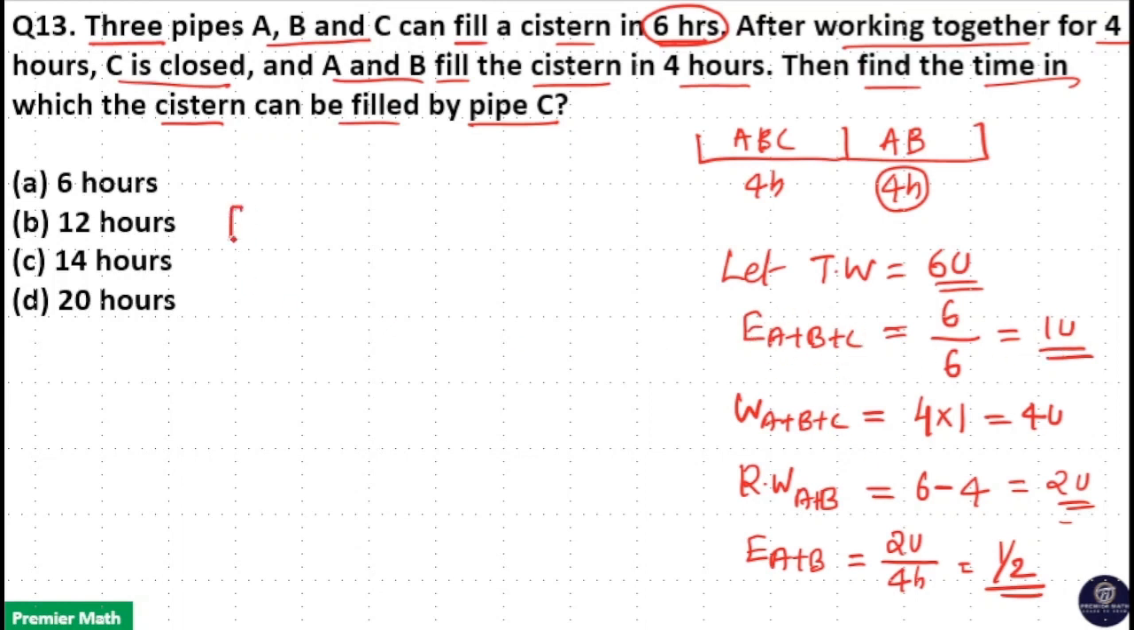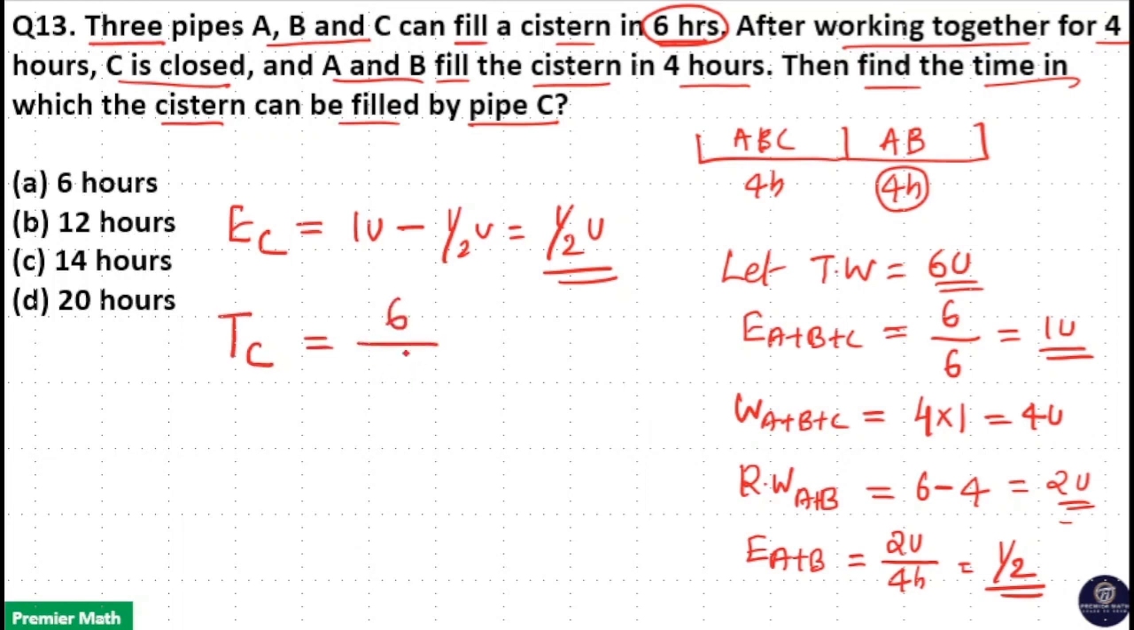Then the efficiency of C is the efficiency of ABC together, 1 unit, minus the efficiency of A and B together, 1 by 2 unit. So the remaining efficiency is 1 by 2 unit. So the efficiency of C is 1 by 2 unit. Then the time taken for C to complete this 6 unit work is 6 divided by the efficiency of C, 1 by 2, which is equal to 12 hours. So option B is your answer.